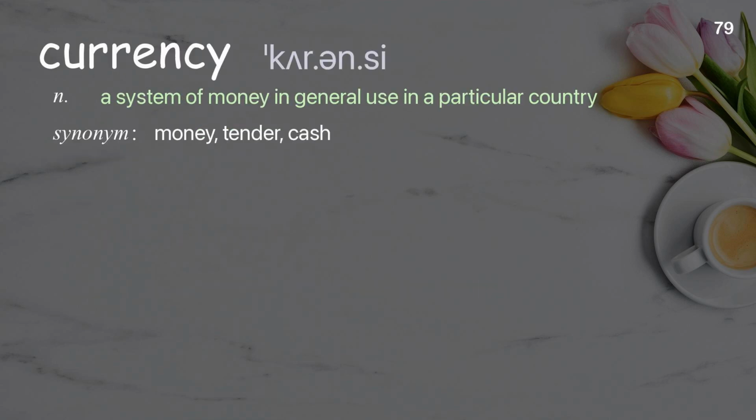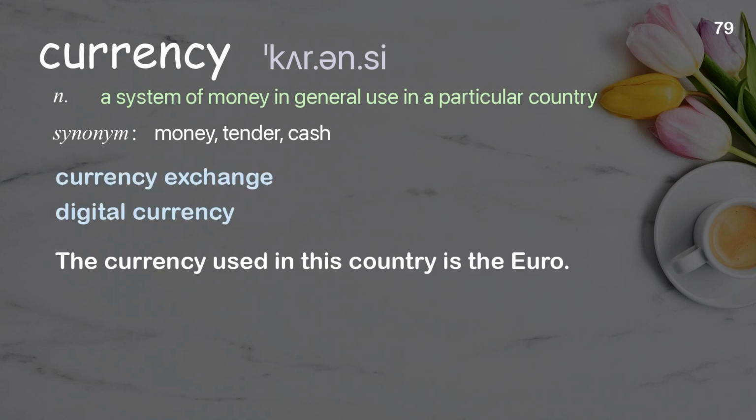Currency. A system of money in general use in a particular country. Examples: currency exchange. Digital currency. The currency used in this country is the euro.